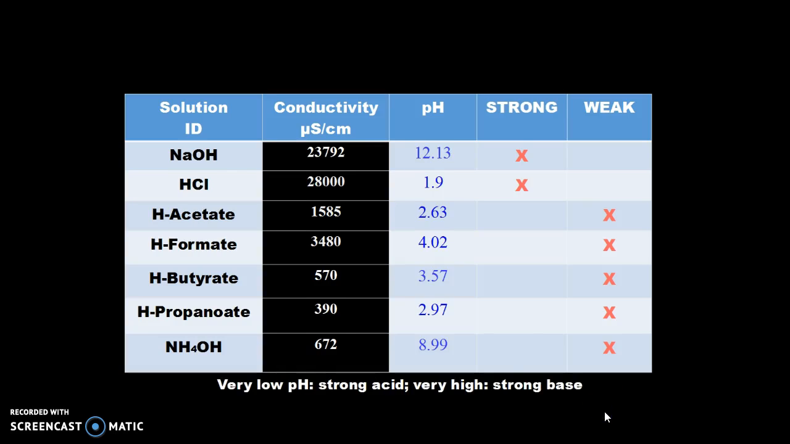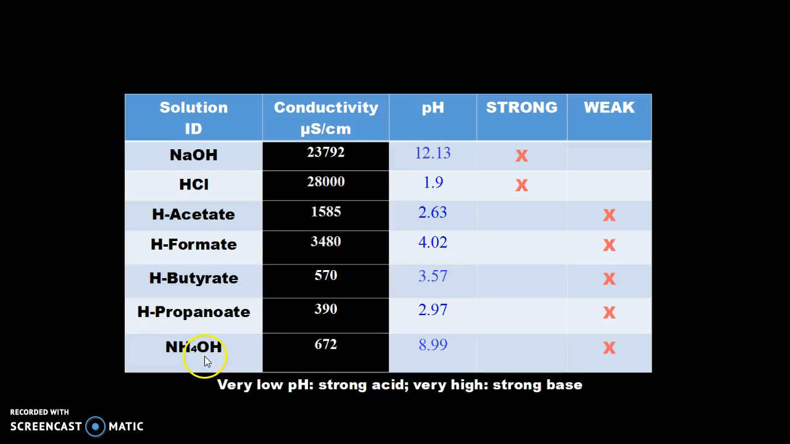We then look at the pH, and these are the pHs recorded for these. We notice that a very low pH, like in hydrochloric acid, is associated with a high conductivity. We remind ourselves that the strong acid has broken up 100% into hydrogen ions, and in this case a chloride ion, and therefore the pH is very, very low. We contrast that with the acetic or formic or butyric or propanoic acid, and we see that the conductivities are quite low, and the pHs are higher.